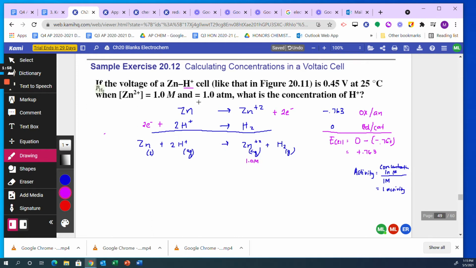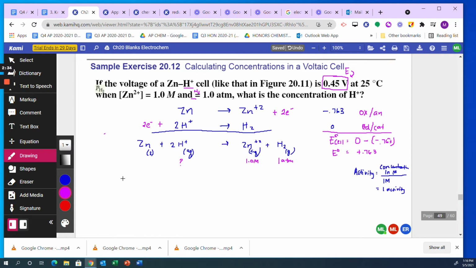And let's see, this is actually H2 gas. I know it's missing right here. This is H2 gas is 1 atm. What is the concentration of this? So you're solving for this. And this cell potential has a potential of 0.45 volts. So this is E, but without the naught. So it's non-standard. This is E naught.